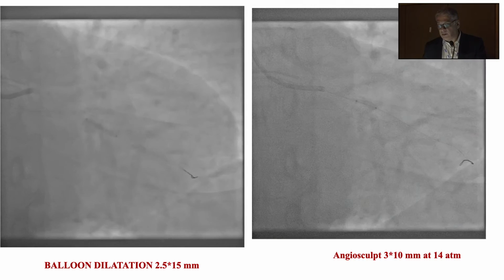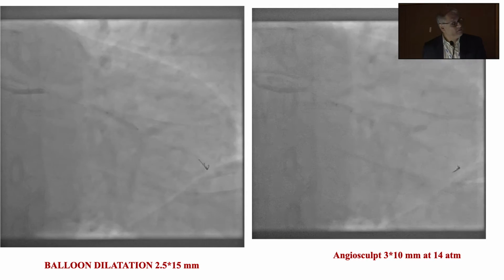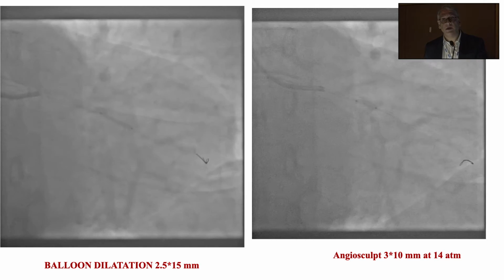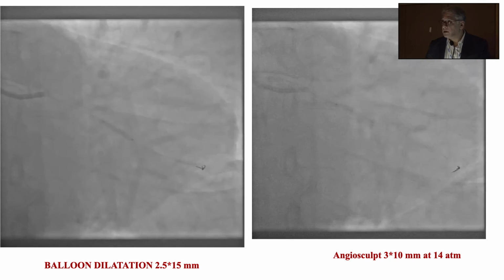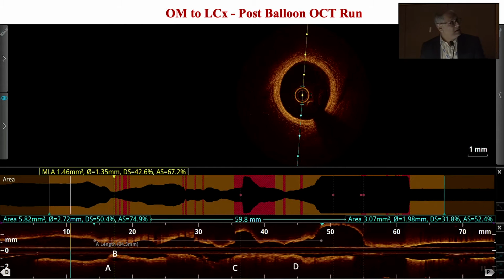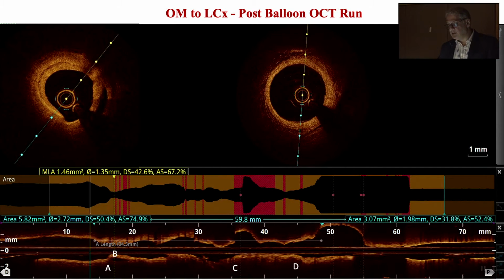So up front, balloon dilatation with a 2.5 non-compliant balloon. I also used a 3 millimeter angiosculpt for better balloon preparation or lesion preparation. Did an OCT. Didn't have a lot of surprises.